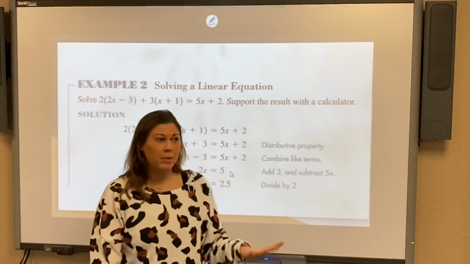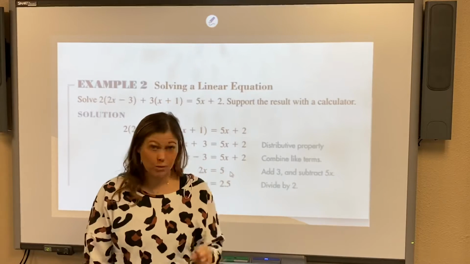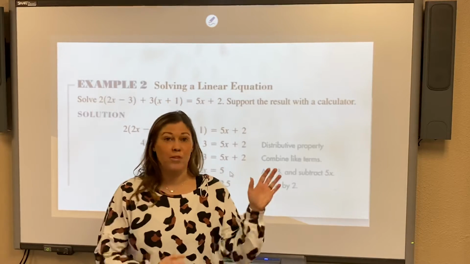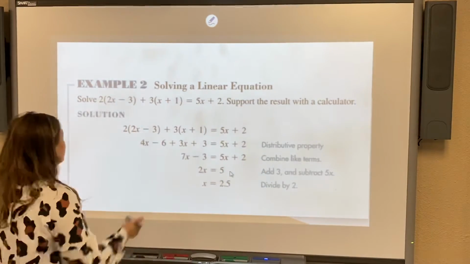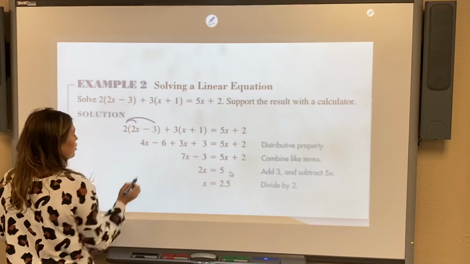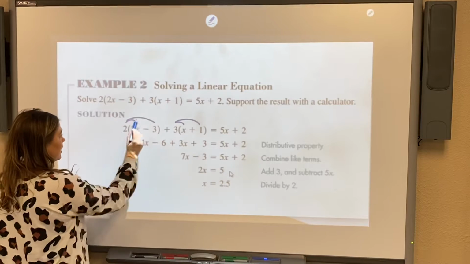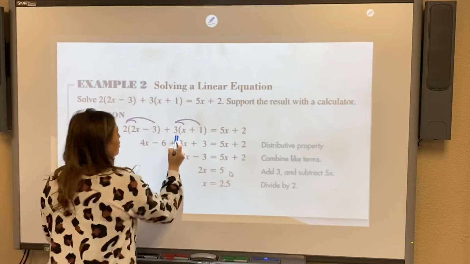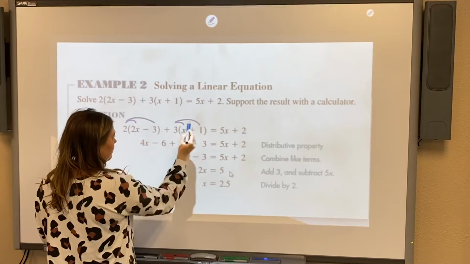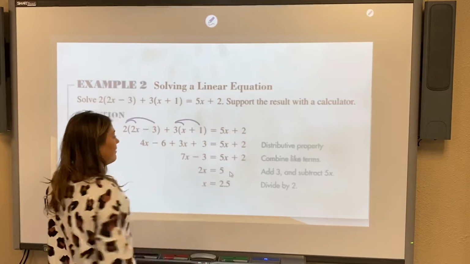So here, anytime thinking about your PEMDAS, you need to do your distributing, combining, and then move x's to one side, numbers to the other. So our first step here is to distribute these two. 2 times 2x is 4x, 2 times -3 is -6. Distribute 3 times x is 3x, 3 times 1 is 3. And that is equal to 5x plus 2.